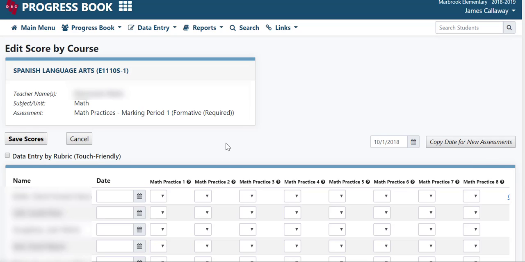And again, this is just an assessment that was set up to capture math practice scores for a particular marking period. So you can put that information in here, and then in the future there will be more assessments set up for math practices in the future marking periods. So we're just starting with marking period 1 right now.